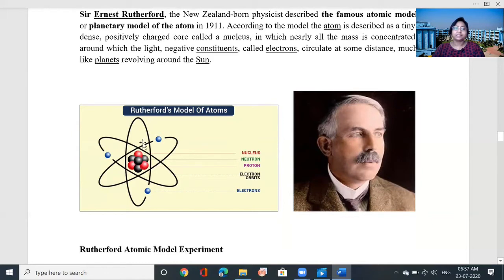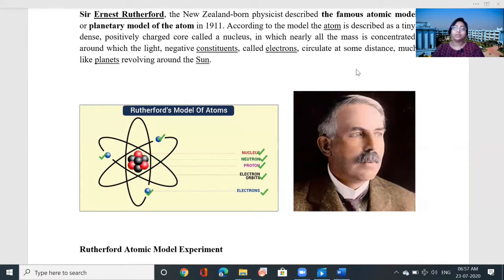At the center there is the nucleus. Here is the nucleus, and here are the neutron and the proton. Proton is positively charged, neutron is neutral. And these are the electron orbits, and these are the electrons, the negatively charged electrons. So this is the Rutherford model of the atom.